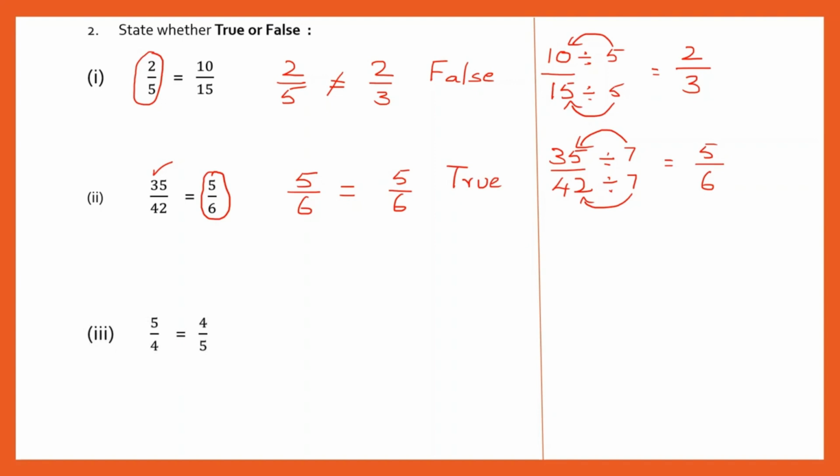Next. 5 by 4 and 4 by 5, as you can see, are not equal. So this statement is false. Next. We have 7 by 9, and the other side we have a mixed fraction. So let's convert this to a fraction. 7 ones are 7 plus 1, 8. So we've got 8 by 7. So the two fractions are 7 by 9 and 8 by 7, and the statement says they are equal, which is not true because they are not equal. So this statement is false.